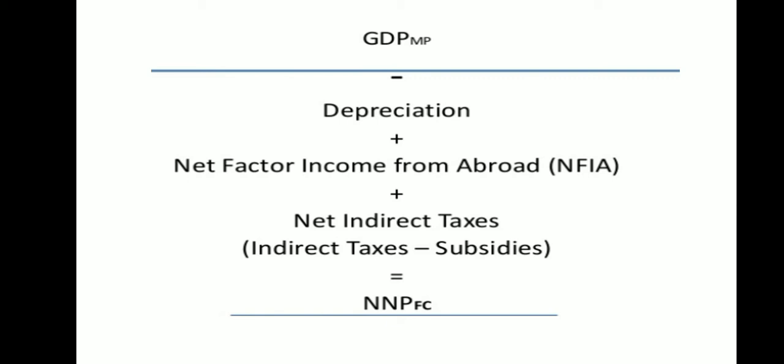Please keep this in mind that whenever you calculate national income by product method or expenditure method, what you get is GDP MP. While calculating national income with the help of COE plus OS plus MI, what you get is NDPFC. Please keep this in mind.